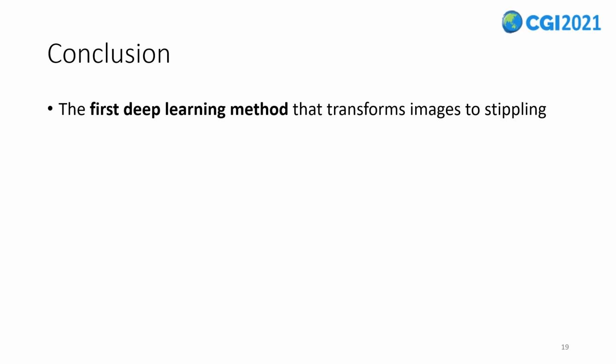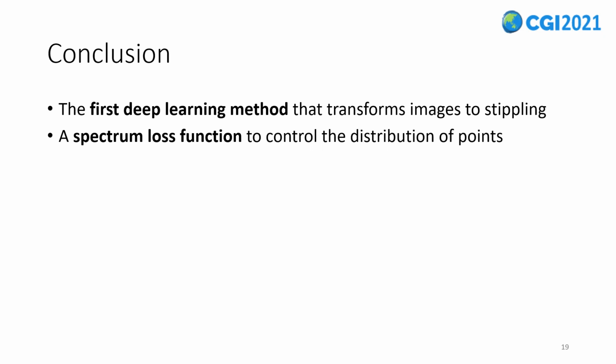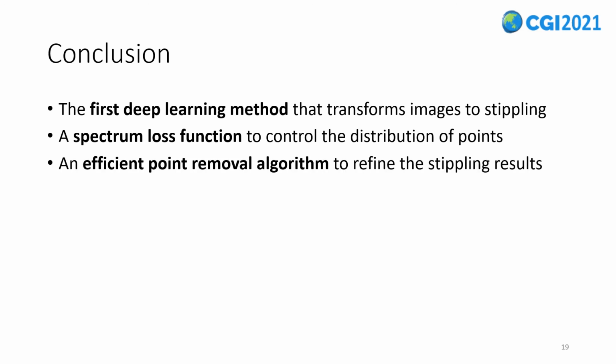Now let's conclude our work. First, our work is the first deep learning method to transform images to stippling. Second, we use radial spectrum as a spectral loss to control the distribution of points. And an efficient algorithm is proposed to refine the stippling results.